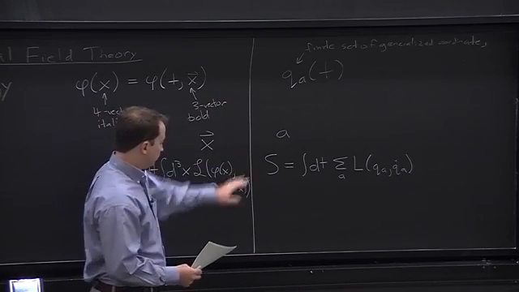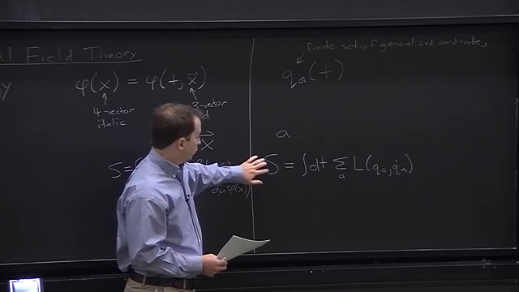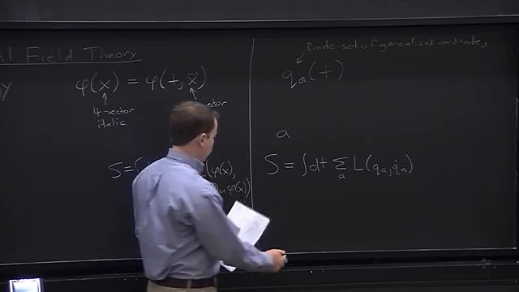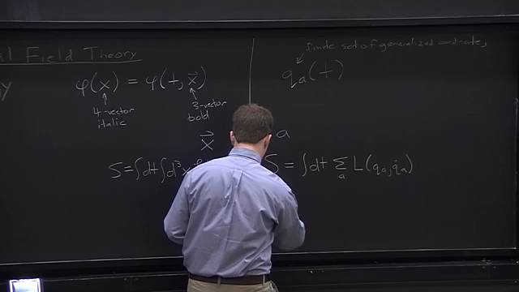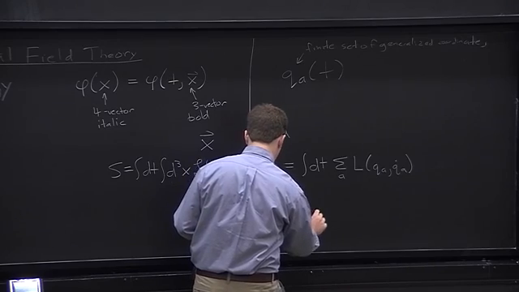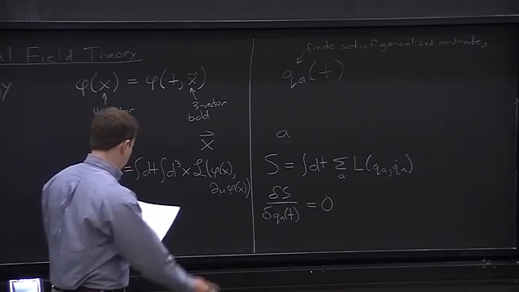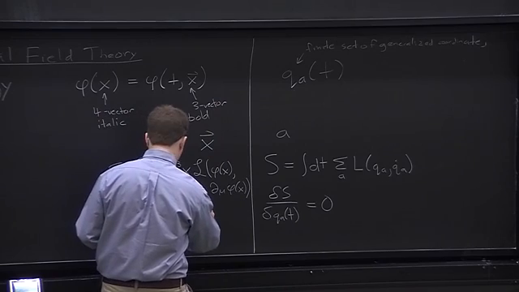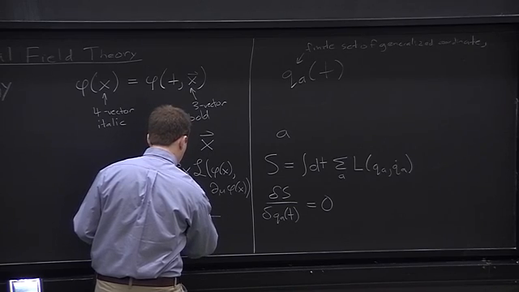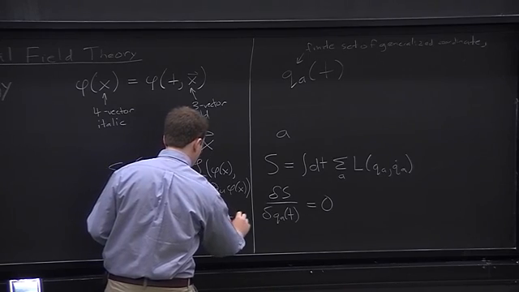And so if we have an action in particle mechanics, what we're most often interested in doing is finding the equation of motion. And we find the equation of motion by setting the functional derivative of the action with respect to the generalized coordinates equal to 0. And the analogous statement for fields is we do exactly the same thing. We set the functional derivative of the action with respect to the fields equal to 0.